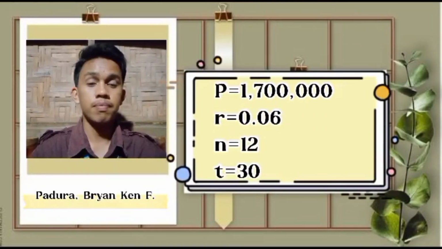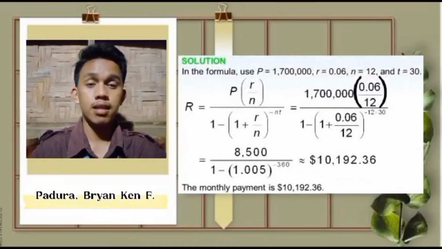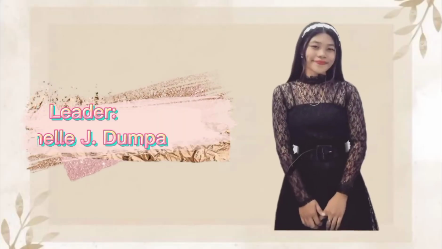In the given numbers, we have P equals 1,700,000, r equals 6% or 0.06, n equals 12, and t equals 30. By using the formula, it would be R equals 1,700,000 multiplied by 0.06 over 12, divided by 1 minus the quantity 1 plus 0.06 over 12 raised to the negative 12 times 30. So it would be 8,500 divided by 1 minus 1.005 raised to the negative 360, and the final answer will be $10,192.36. So the monthly payment is $10,192.36.